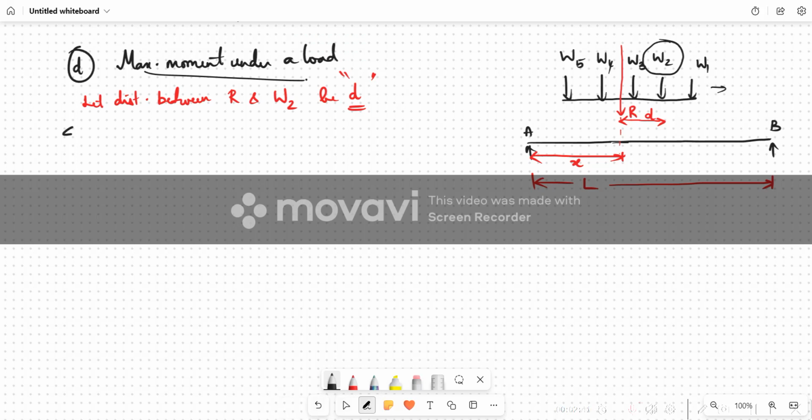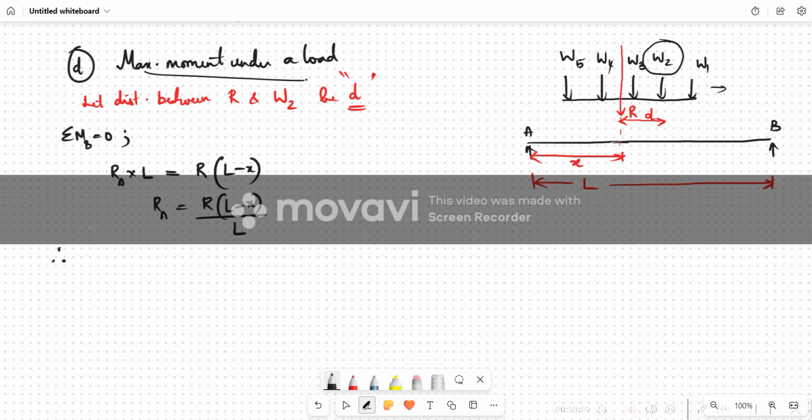Deriving the condition for absolute maximum moment under a load. Now, when you do sigma MB equal to 0, what do you get? Sigma MB equal to 0 gives RA into capital L is equal to resultant into L minus x. Okay, resultant from the figure, resultant into L minus x gives you MB equal to 0. From this, RA is nothing but R into L minus x by capital L.